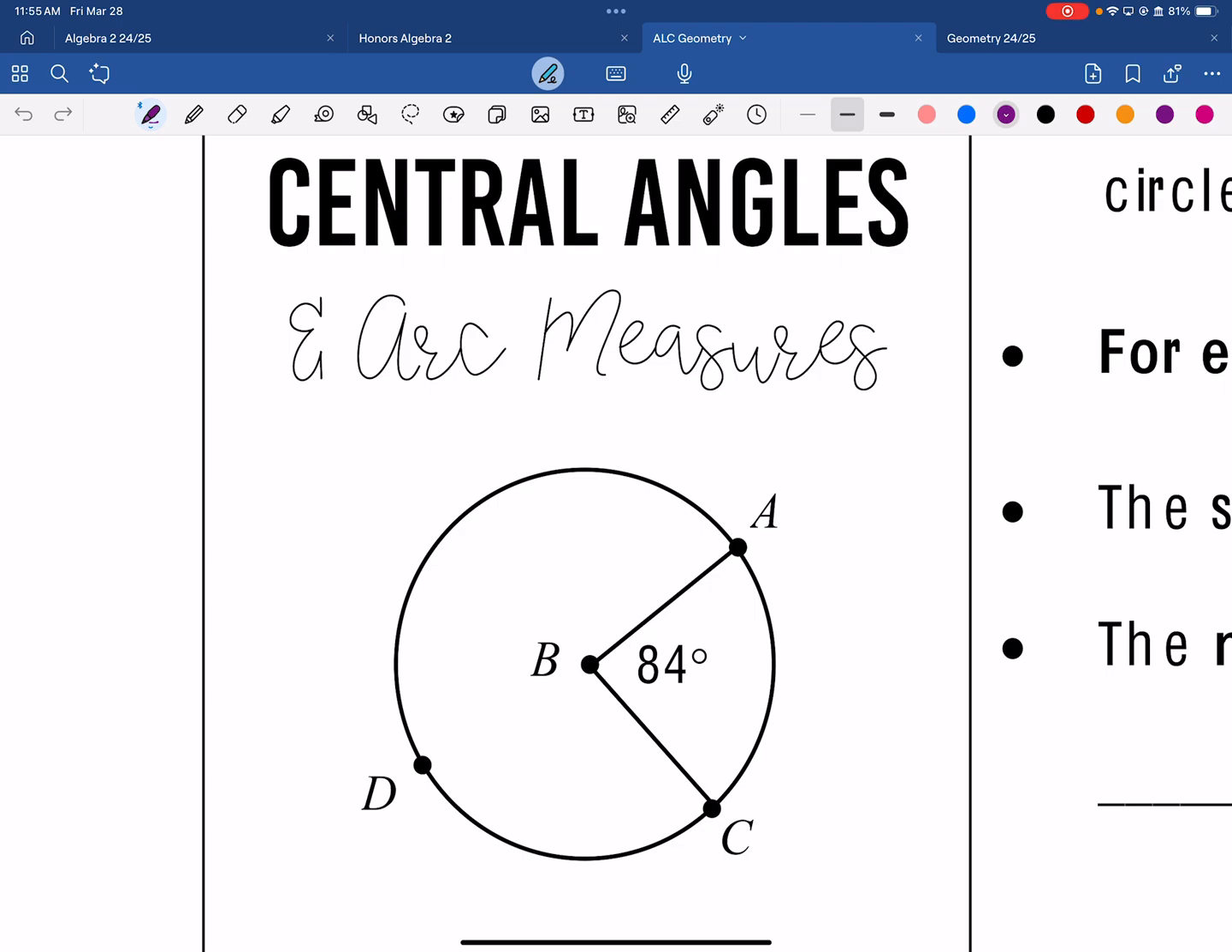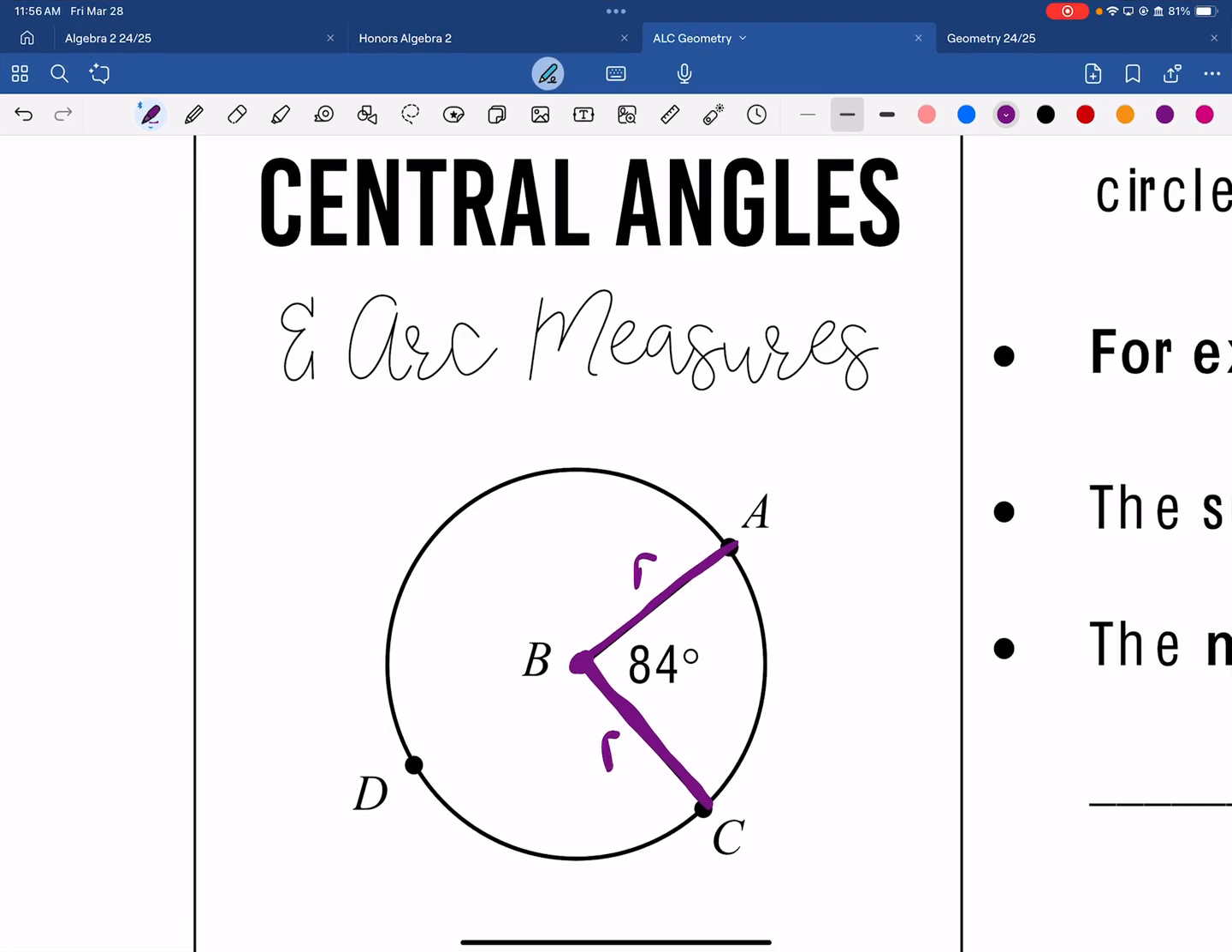Remember what we talked about on Monday, when we did the different parts of a circle. B is the center of the circle. We always label that with a capital B. And then the distance from A to B, we called that the radius, labeled with an R. B to C is also going to be a radius. And those two are going to be the same as each other.